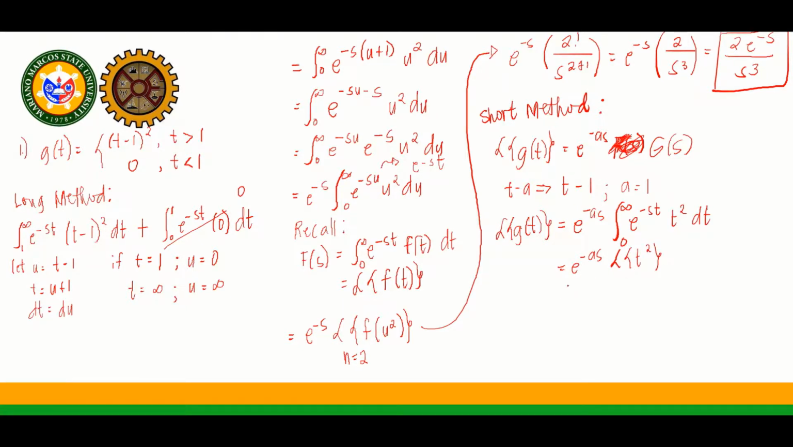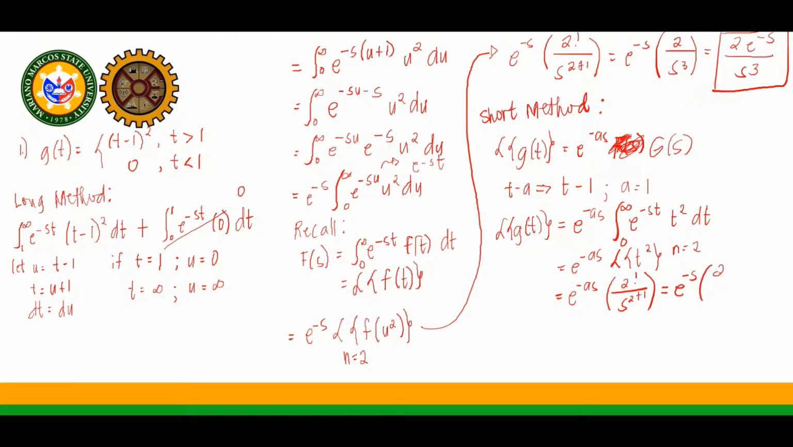So the Laplace of t squared is equal to e raised to negative as, at n equal to 2, times 2 factorial over s raised to 2 plus 1. Right? Because the Laplace transform of t raised to n is equal to n factorial over s raised to n plus 1. So from there, let's replace a with 1. Since a is 1, this will be equal to e raised to negative s.